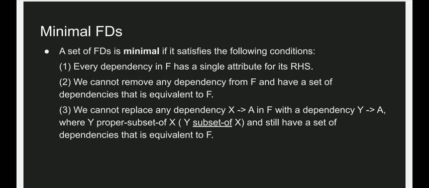Now minimal FDs. An FD set is said to be minimal if it satisfies the following conditions. Every dependency in F has a single attribute on its right hand side, and as the FD set is minimal, we cannot further decompose the FDs, or remove any dependency from F. So that's why it is called minimal. Also we cannot replace any dependency X determines A in F with a dependency Y determines A, where Y is a proper subset of X. You can't remove such a dependency.